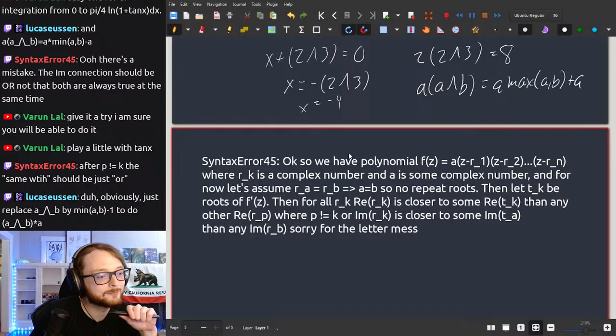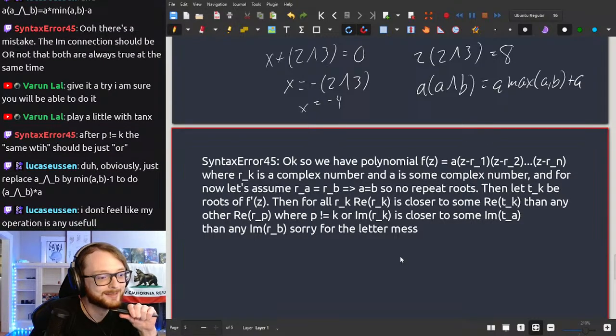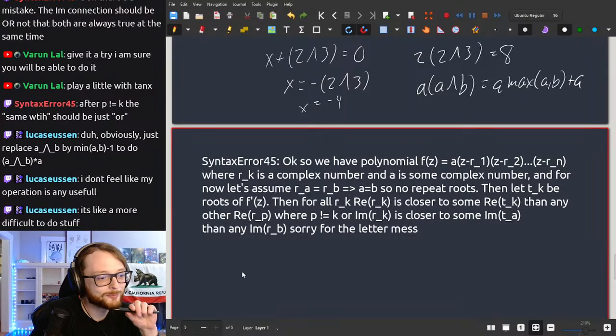Oh yeah, fair Lucas. It might not be useful, but a lot of math isn't. It doesn't have a known use, I should say. But playing around with stuff like that is how you can find stuff that actually does have a use.